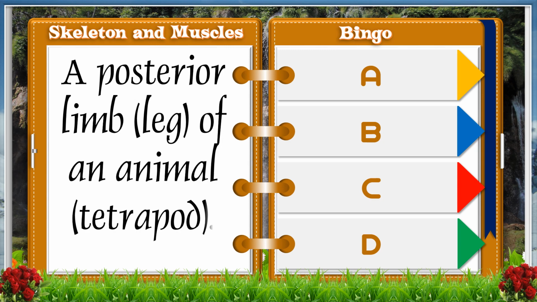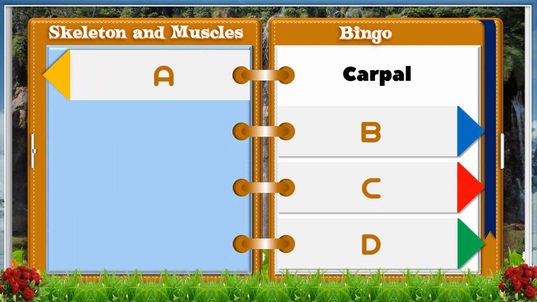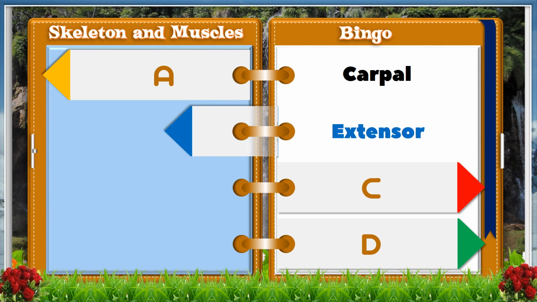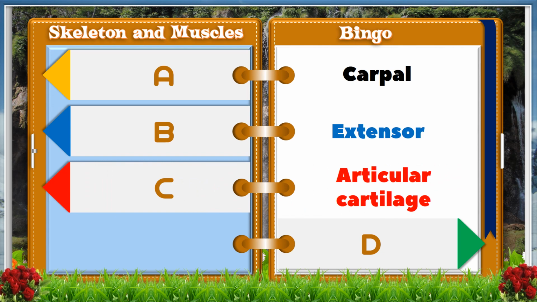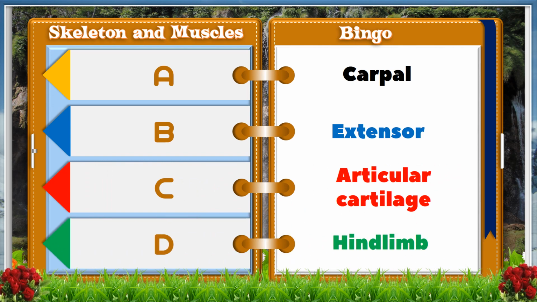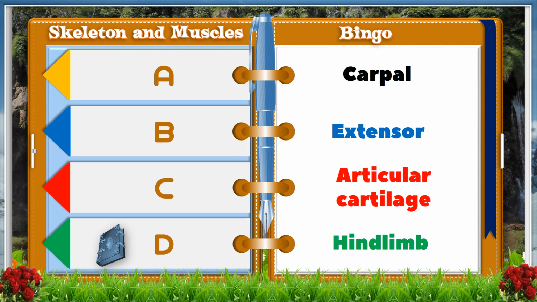A posterior limb, leg of an animal, tetrapod. A. Carpo. B. Extensor. C. Articular cartilage. D. Hind limb. And the answer is D. Hind limb.